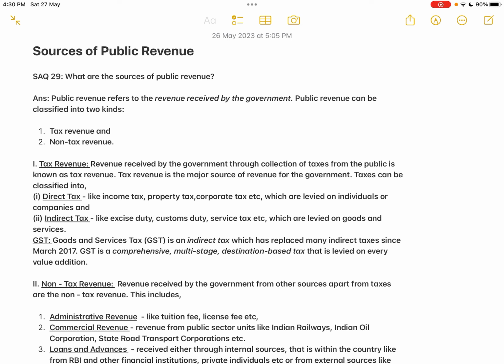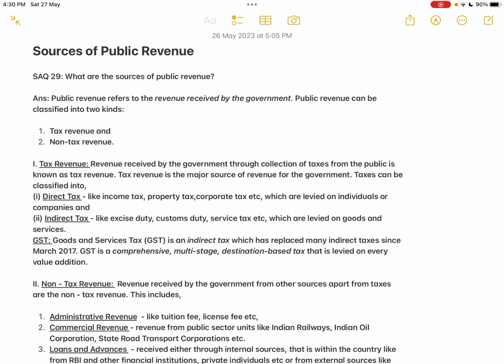In this class, we will check out the next very important board exam question, sources of public revenue. This is also from the Unit 8 macroeconomic analysis. So SAQ 29, what are the sources of public revenue?